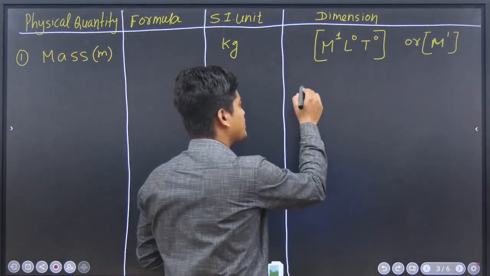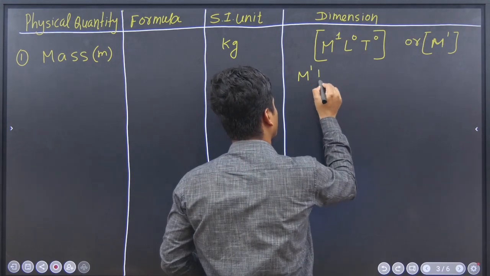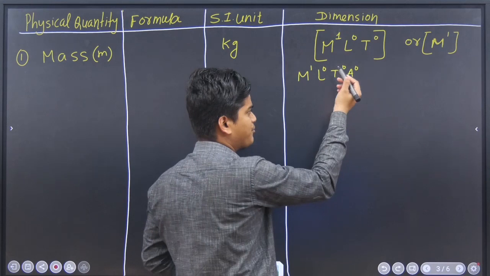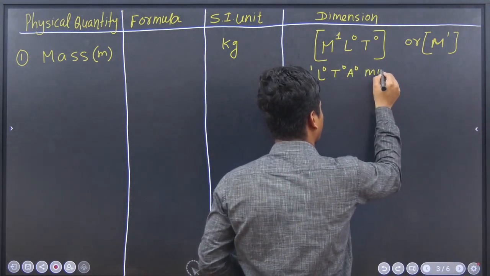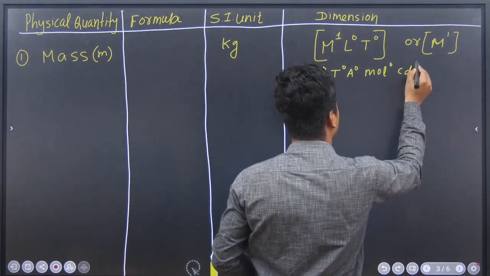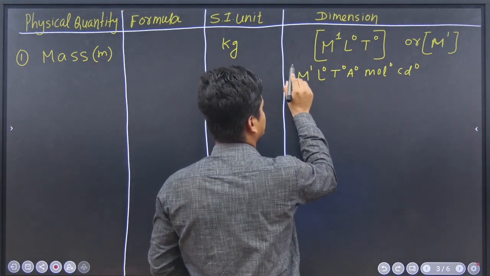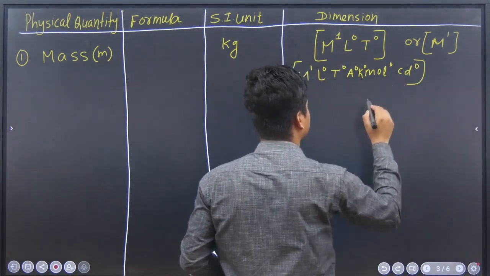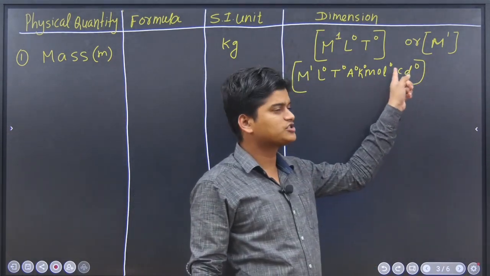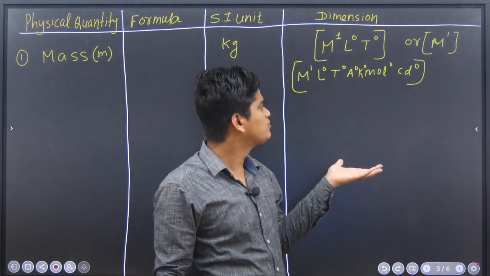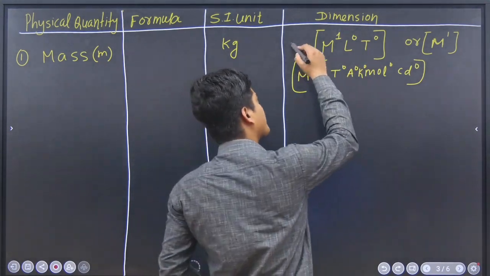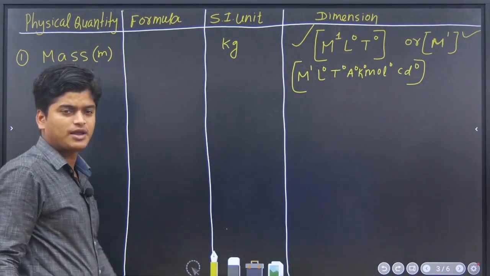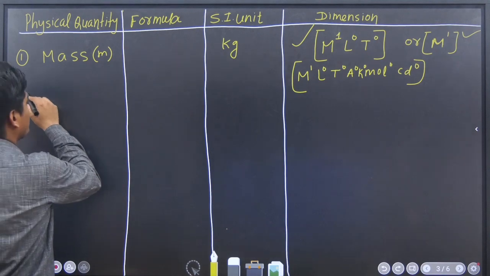You can also write the other fundamental quantities you know. So M to the power 1, L0, T0, ampere A to the power 0, mole to the power 0, or candela to the power 0, or K to the power 0, you can include all these. But power 0 means this does not occur in mass, so why do we need to include it? No need. Most of the time you write either like this or like this. So MLT most of the time we will keep. Now this is about mass.